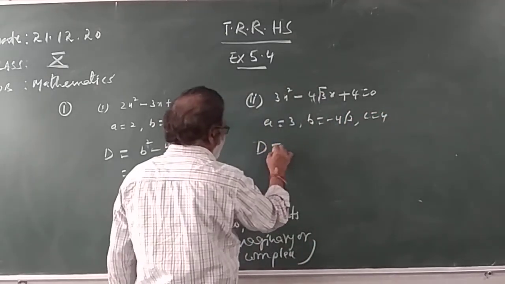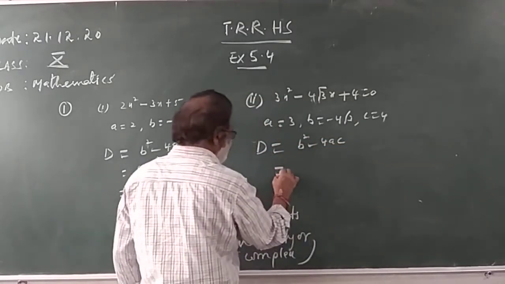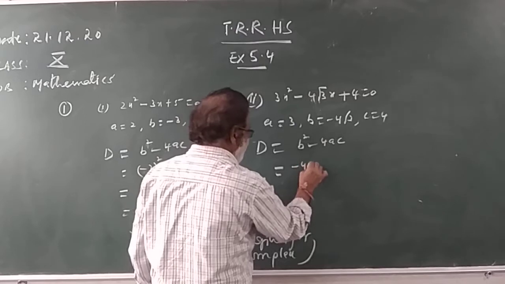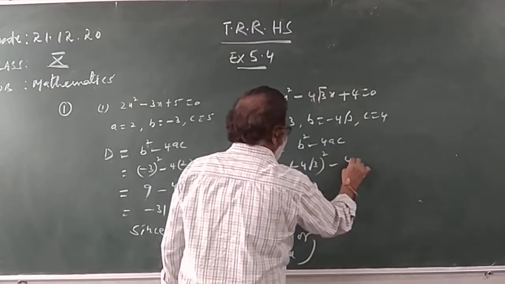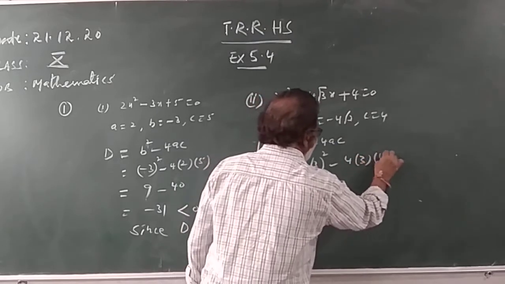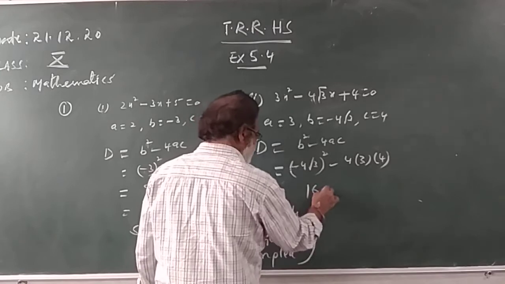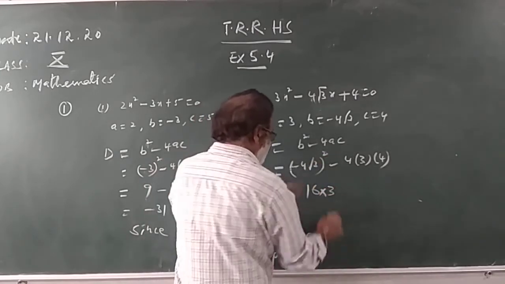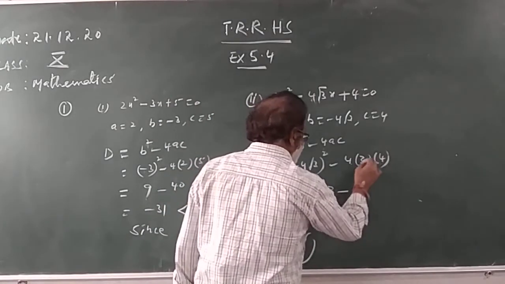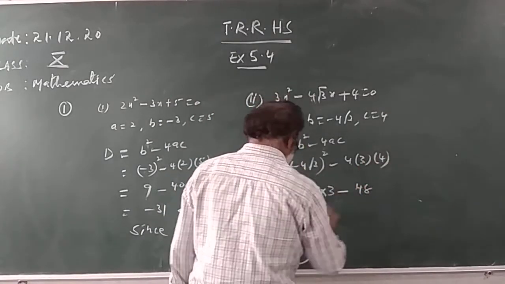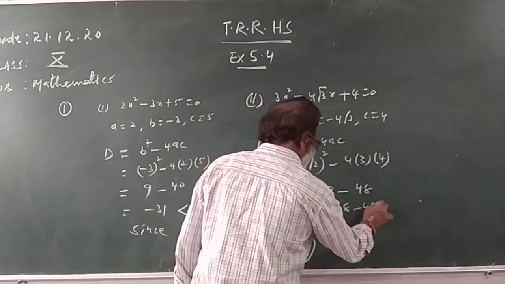Find out D. D is equal to what? Discriminant, b square minus 4ac. Substitute the values. b value is minus 4 root 3 squared, minus 4 times 3 times 4. Minus squared means plus, 4 square is 16. Root 3 square means 3, the root and square cancel. So 16 times 3 is 48, minus 4 times 3 times 4 is 48. 48 minus 48 equal to 0.